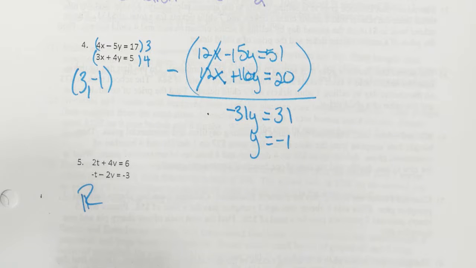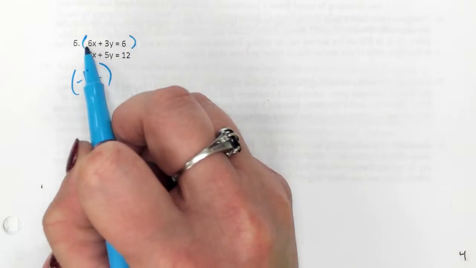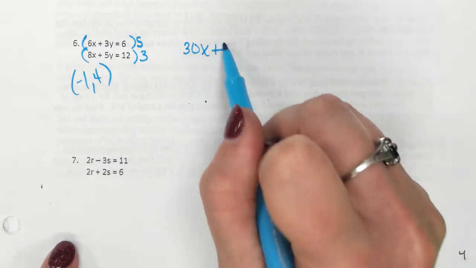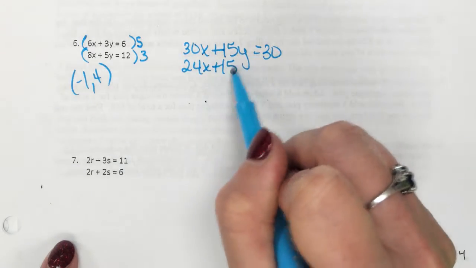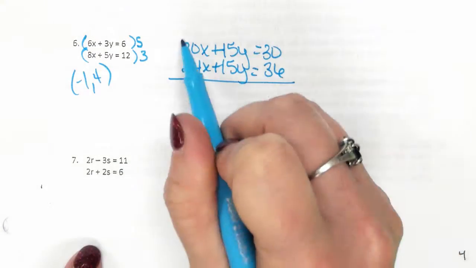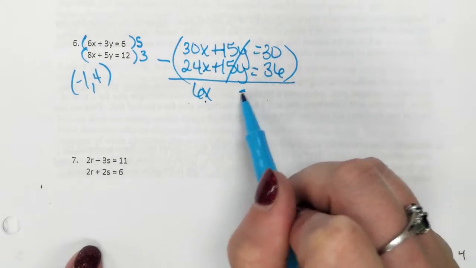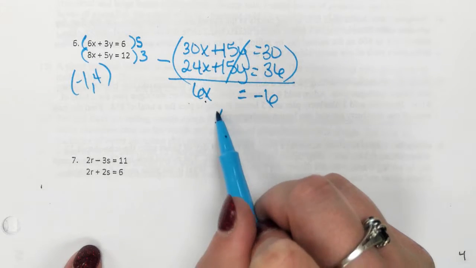Yes or no? No? Okay. Do I need to go over 5? Anybody need to go over 5? Okay, 6. So I'm going to get the y's to be the same because they're smaller numbers. So that would be 15. Okay, how do you make 15 and 15 go away? Subtract. So 30x minus 24x is 6x. 30 minus 36 is -6. Divide and you get -1.